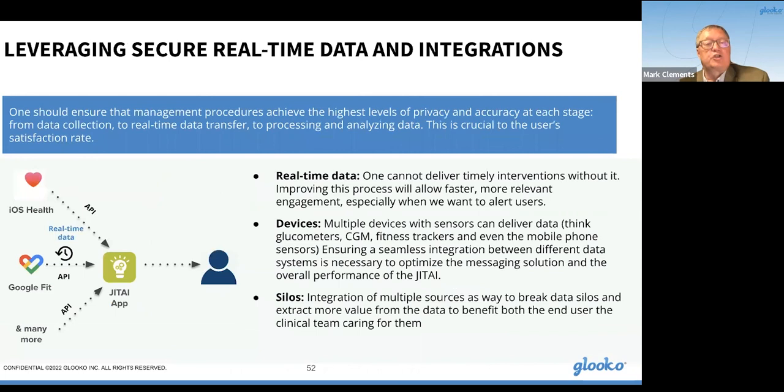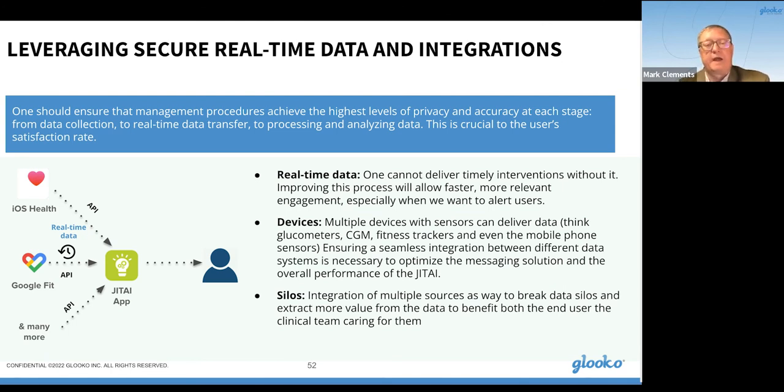And one should ensure that management procedures achieve privacy goals, ethical goals, and accuracy at each stage, from data collection to data transfer to processing and analyzing the data. This is crucial to the user's trust in the system and their satisfaction rate. Note that one requisite item for achieving a functional JITAI is breaking down the silos of data. So one must be able to integrate data from multiple sources.